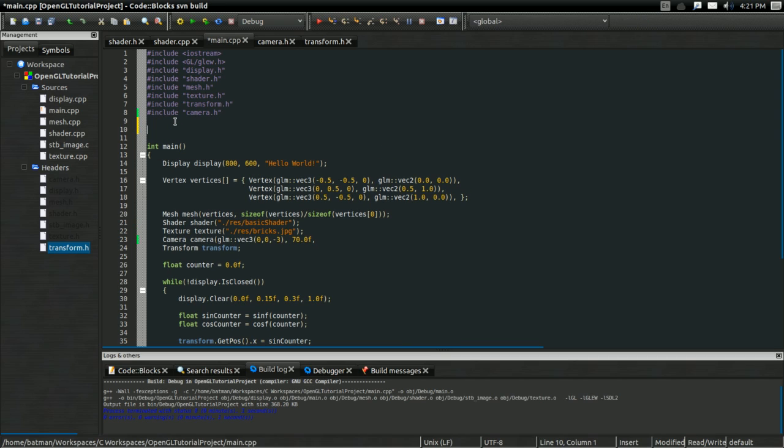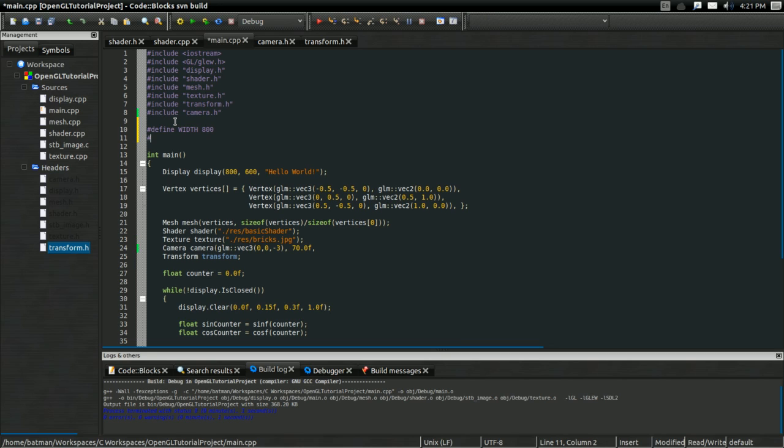You know what? I'm not even going to bother. I'm just going to have some macros here. I'm going to define width as 800 and define height as 600. I'm going to pass that into display. Again, a better way would probably be to go into the display class and have a get width and get height function, but since this is just a basic example of how things are done, I'm not going to bother with that.